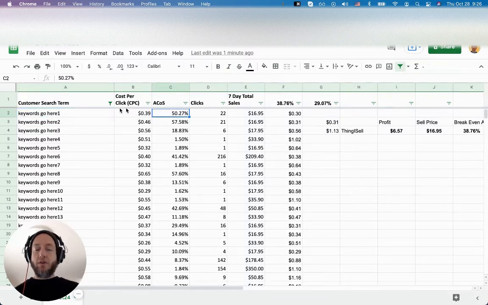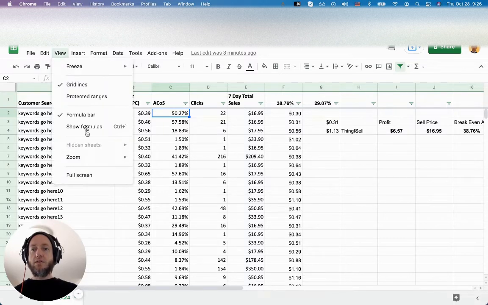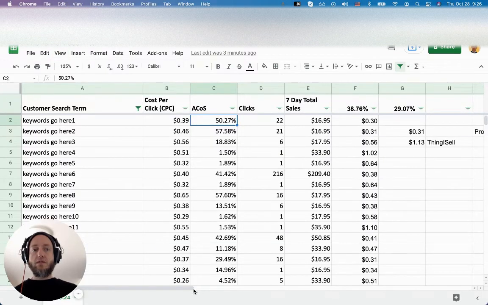So for example, this keyword here, in the auto campaign or phrase campaign or wherever it was, the ACOS was 50.27%, which is higher than the break-even ACOS. Let me zoom in here so we can see this better. Let's go to 125. Does that make it easier to see? Okay, so we're losing money on that. We haven't lost a lot, but we have lost some. So I don't want to use this cost per click because it's too high. And we got 22 clicks, which is a pretty good amount of data to know that it could be dropped.